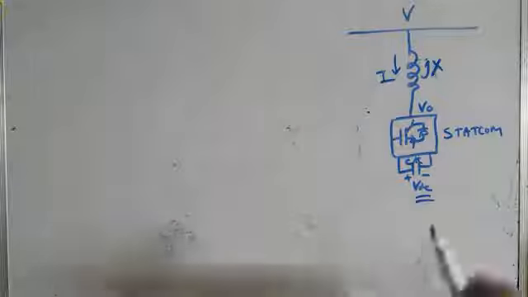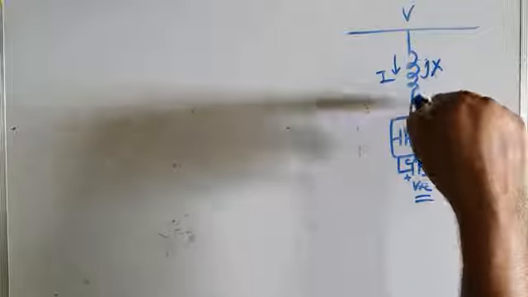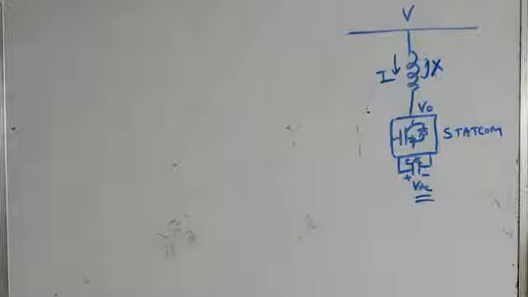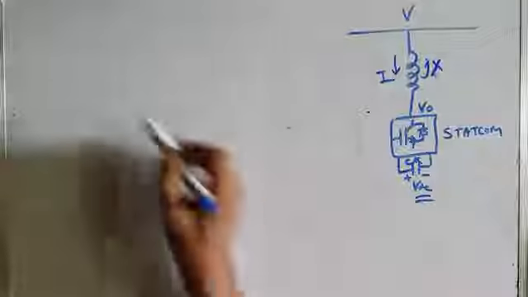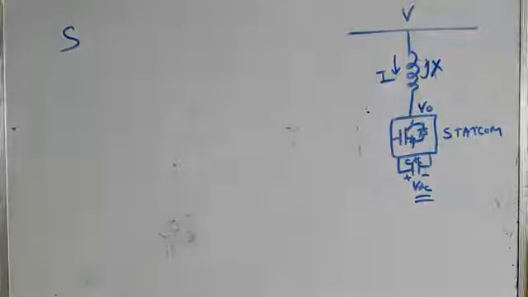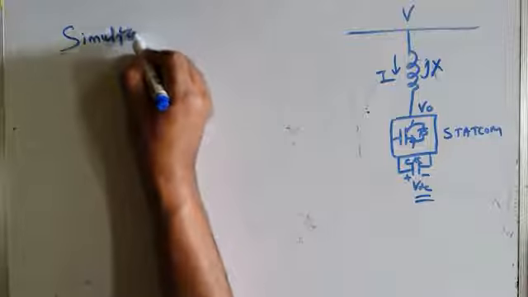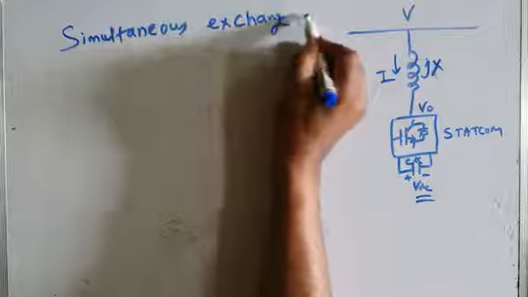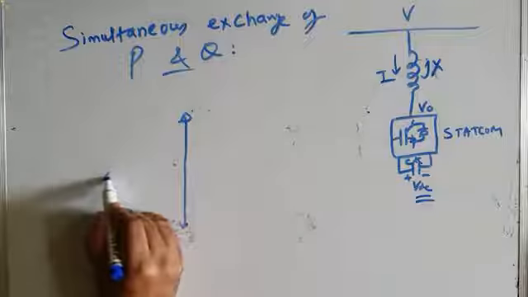So therefore, by controlling the magnitude of the Statcom output voltage, reactive power exchange takes place, and by controlling the phase angle between the two voltages, active power exchange takes place between Statcom and AC bus. And the beauty of Statcom is that it can simultaneously exchange active power as well as reactive power with the AC bus to which it is interfaced. So there is the possibility of simultaneous exchange of active power and reactive power. So that I can show with the help of this simple diagram.